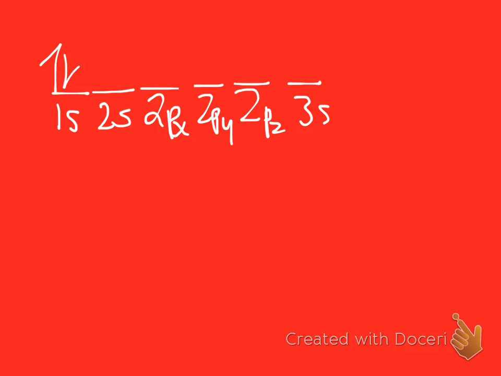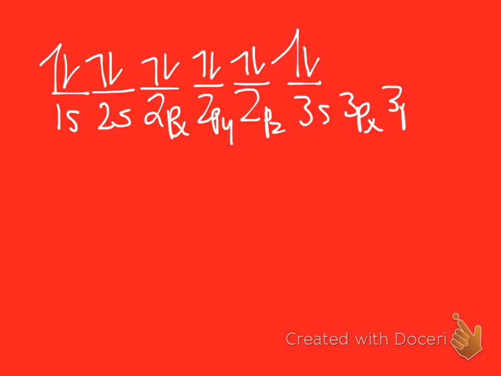Okay, so 1, 2, 3, 4, 5, 6, 7, 8, 9, 10, 11, 12. Well, we're up now into the 3Ps. So we have 3Px, 3Py, 3Pz, and we only get one electron in there. So that is the orbital notation for an atom with 13 electrons.